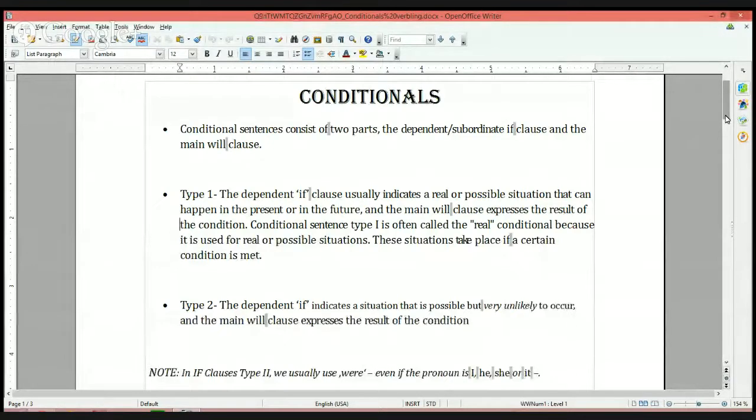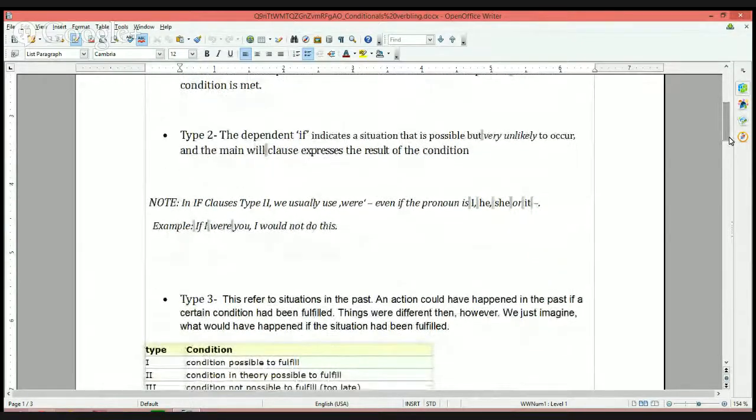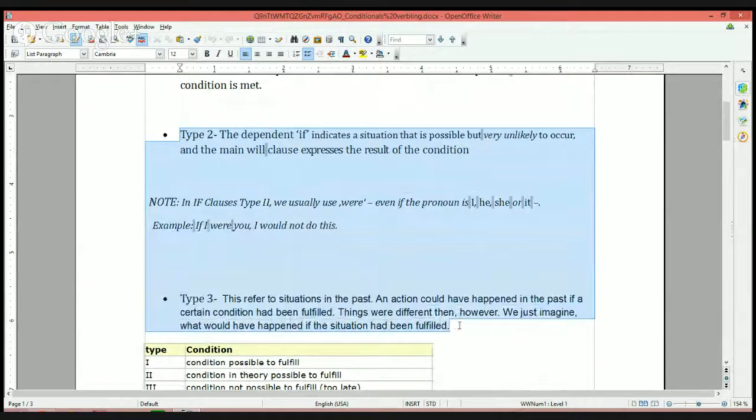Thank you very much. So that's the main idea, that type 1 is considered the real conditional, something that's possible for the future. All right. Paulo, can you read type 2 and type 3 and the note that's between them?